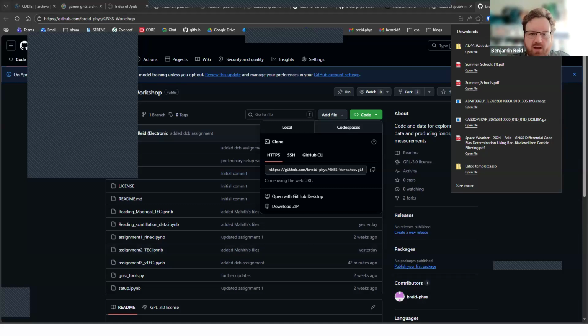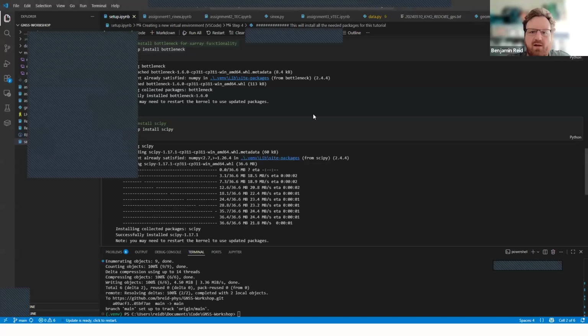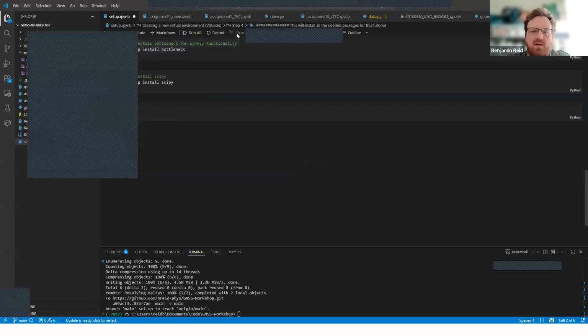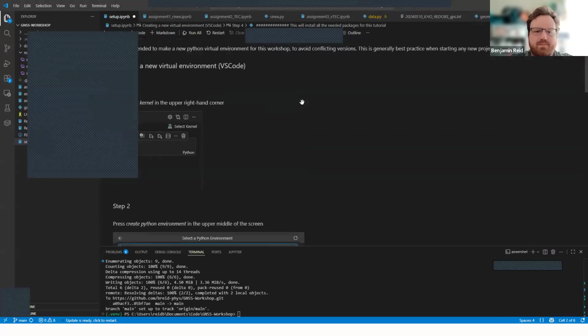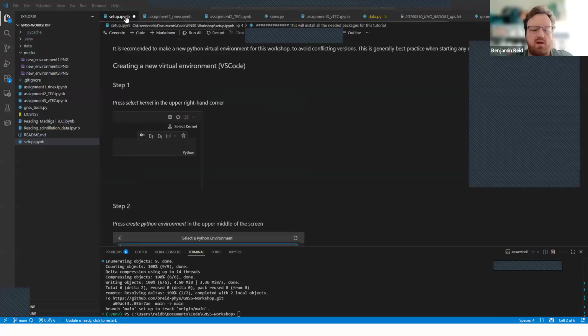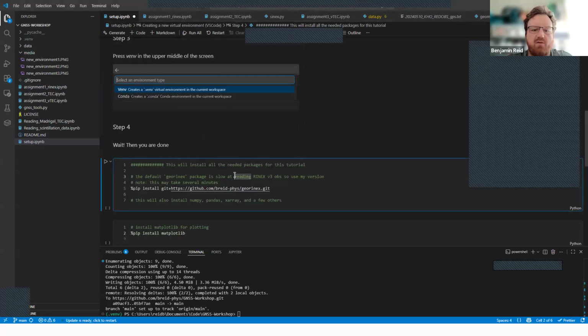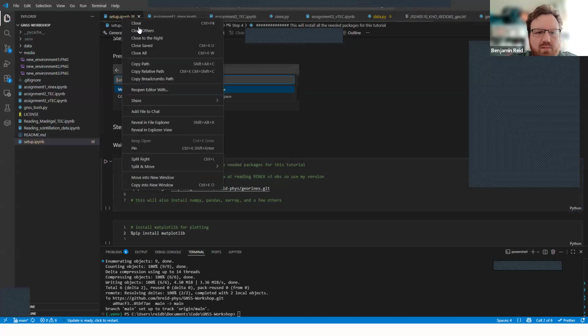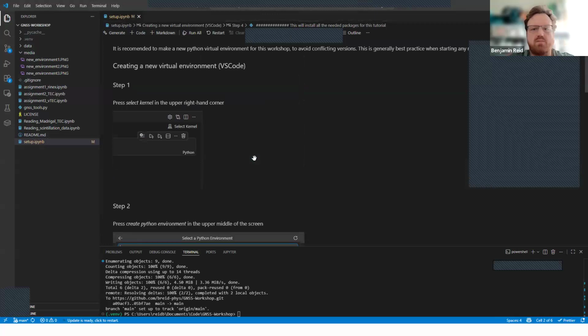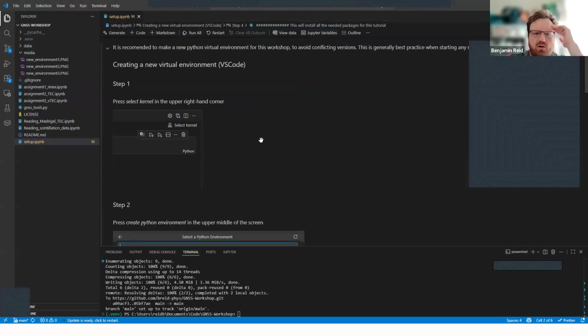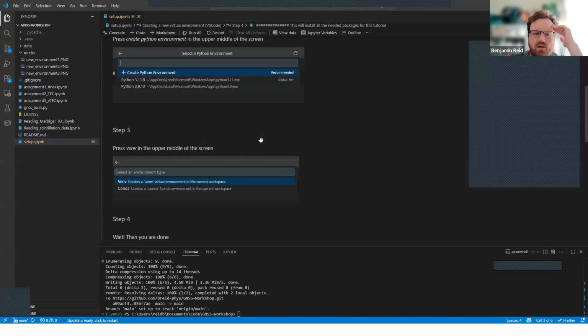So if you do get it working, you should get something that looks like this. The first one to open will be setup.py. It gives the instructions on how to make a new virtual environment and get everything working for VS Code, but it should hopefully work for everyone.